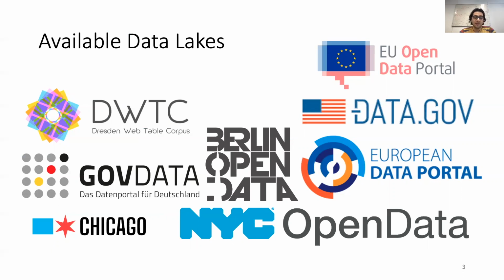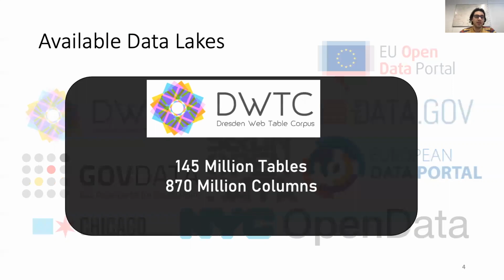However, these available data sources are very large, and it makes it so difficult to find the most relevant and informative features. As an example, DWTC contains 145 million tables and 870 million candidate columns that potentially can be used to enrich the input data sets.